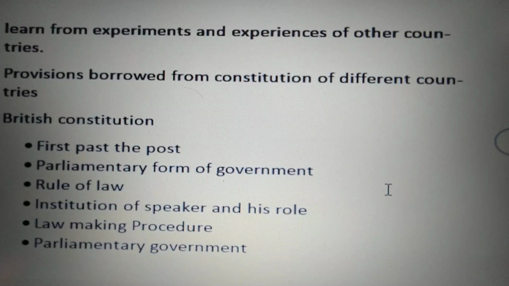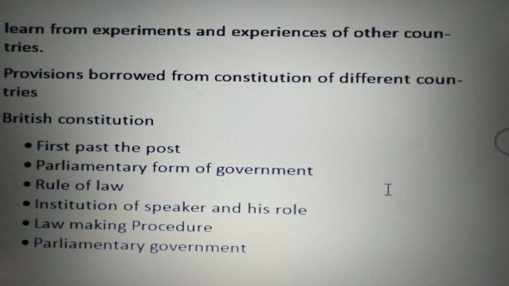Parliamentary form of government. As we discussed, the parliamentary form of government works on the principle of cooperation and coordination, and power is divided between legislature and executive, but the executive is collectively responsible to the legislature. It is different from the presidential system of the United States, which works on the principle of separation of power. So we adopted the parliamentary form of government from the British Constitution.